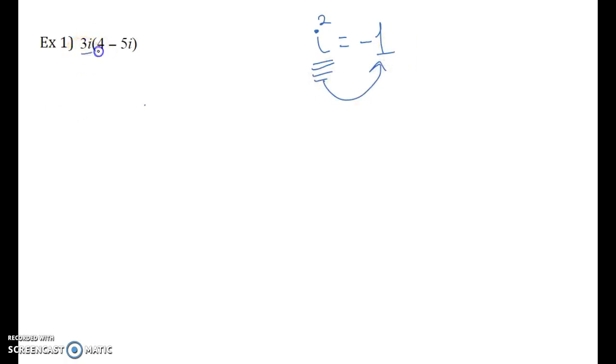Looking at a problem like this, you can think of this the same way you would have thought of something like this back in the day. Back not only in the day, but like I think last week. And you would distribute this and you get an answer. And we'll do the same thing over here.